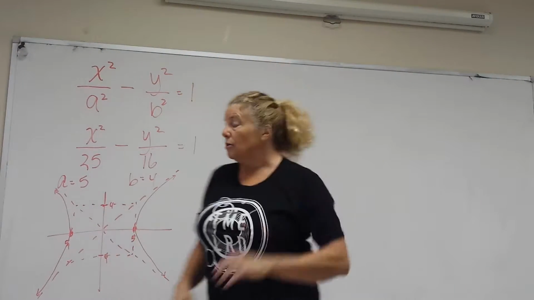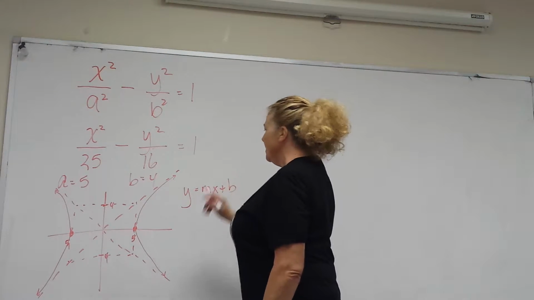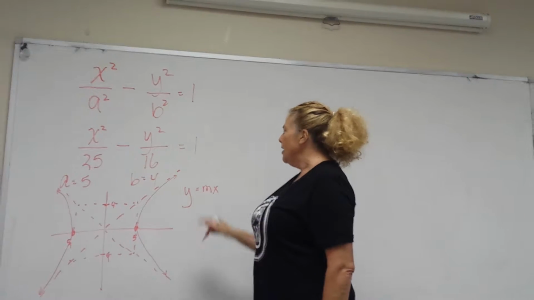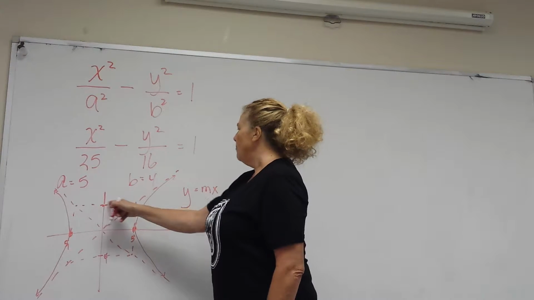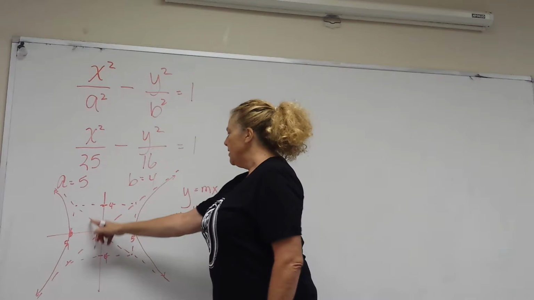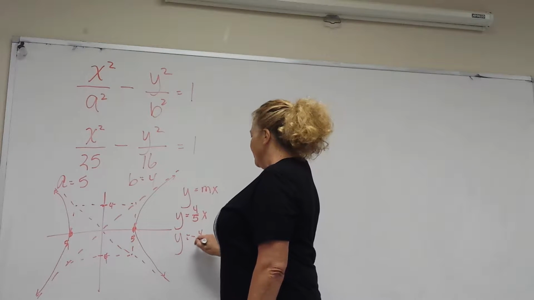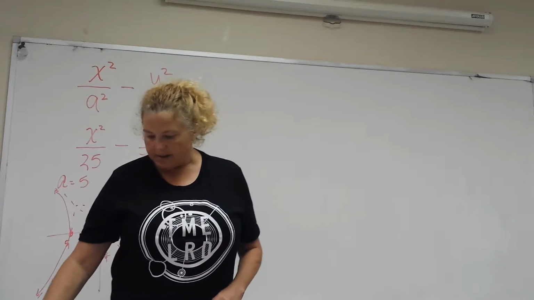Equations of asymptotes. Well, equation of a line is y equals mx plus b. And in this case, since b is 0, you don't have to worry about that. So all you have to worry about is the slope. So the slope of this asymptote goes up 4 and over 5. And the slope of that asymptote is the other way. Okay? So that's how you get the equations of asymptotes.